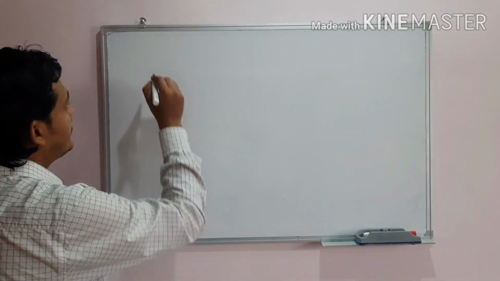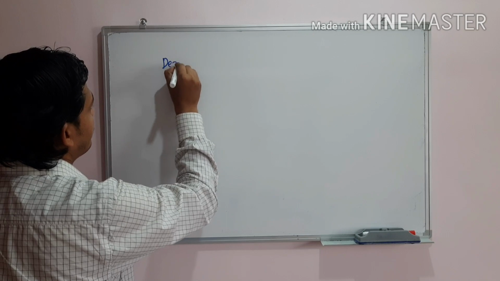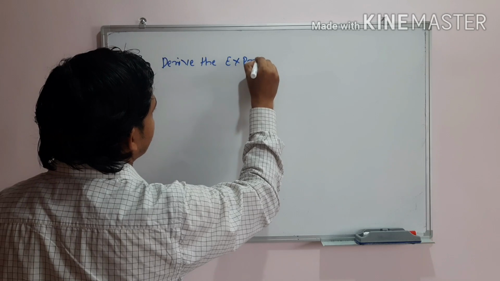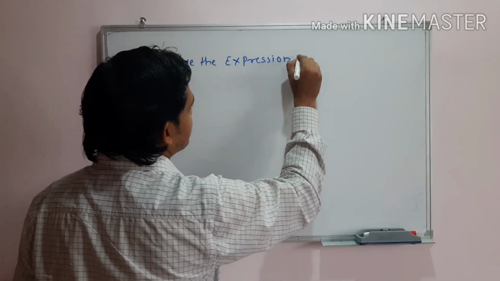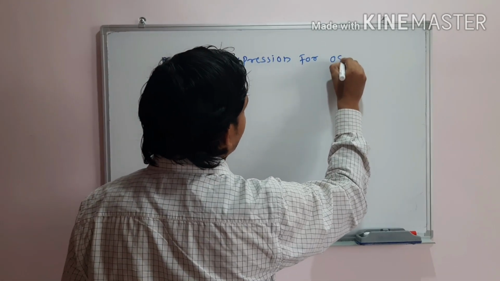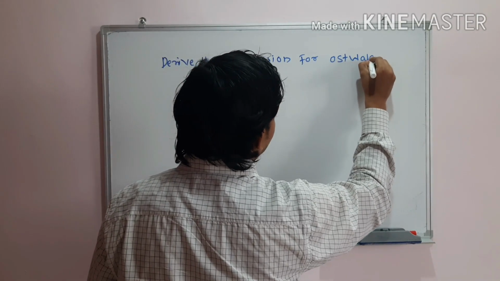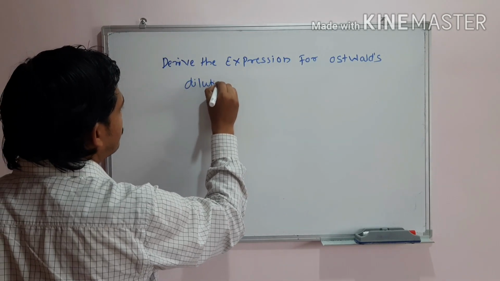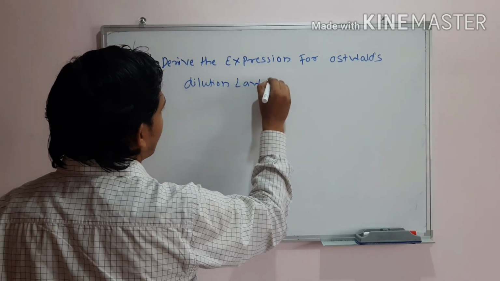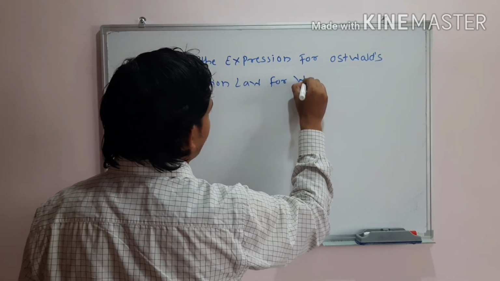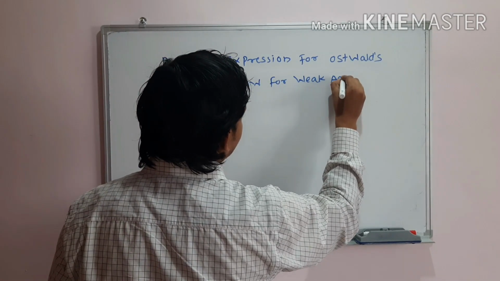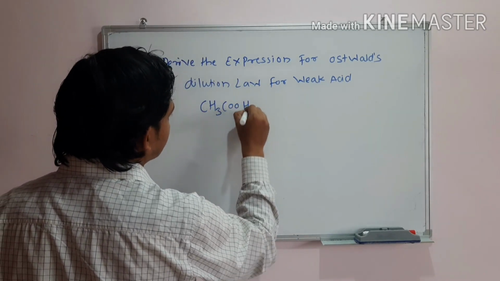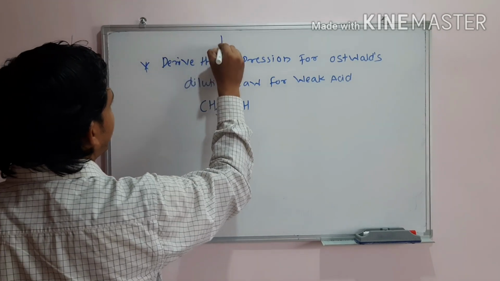So I am writing here: derive the expression for Ostwald dilution law for weak acid, CH3COOH. This is the homework for you.